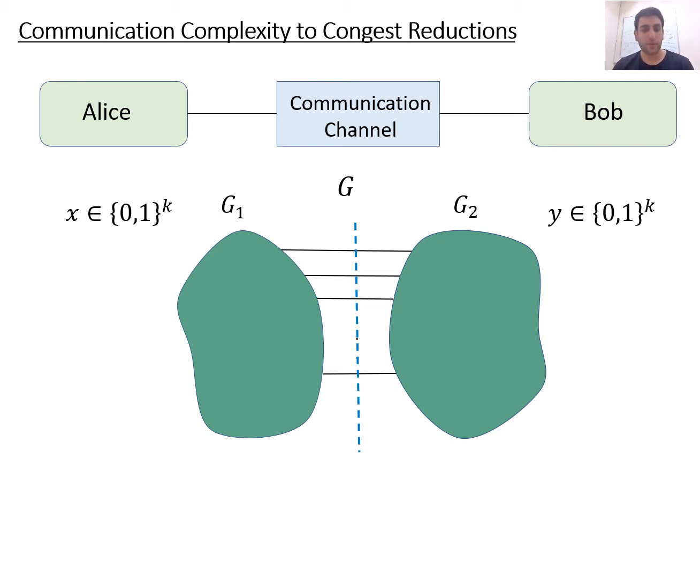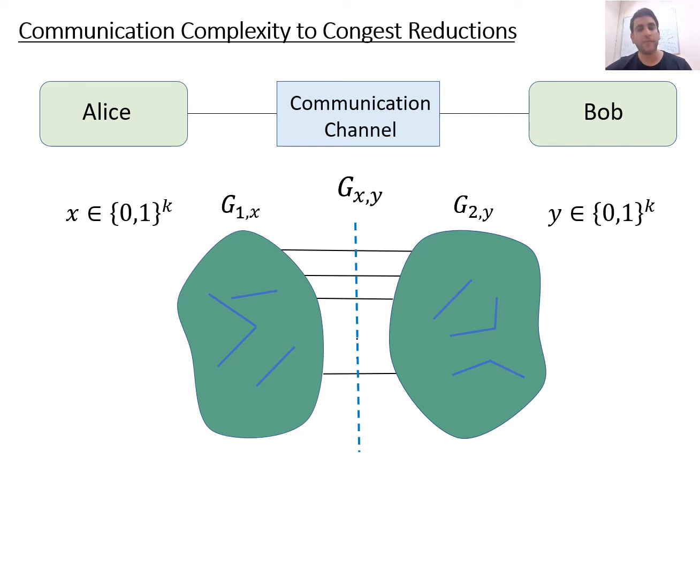Then, each of the players receives its input string. So Alice receives the string x, Bob receives the string y. Each of the players adds some edges to their own graph based on the input strings. So we get G1 of x, we get G2 of y, and the whole construction we call G of x,y because now it depends on the input strings.